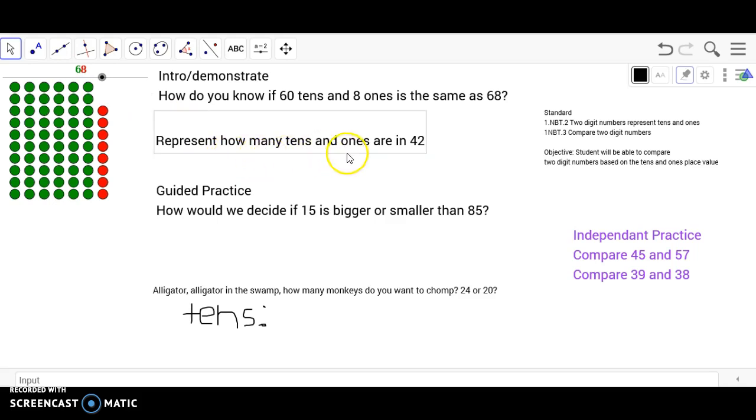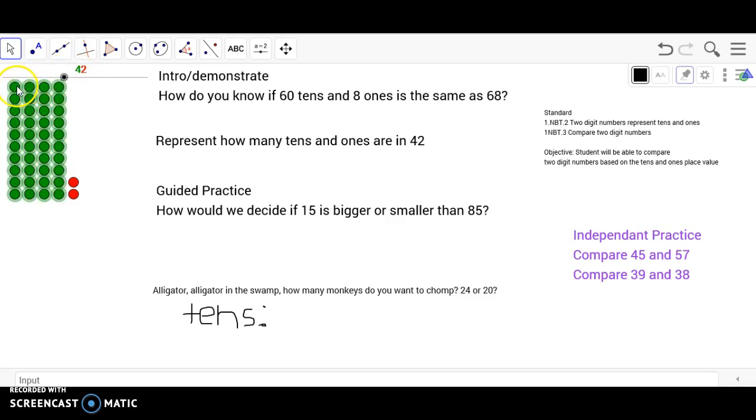Represent how many tens and ones are in 42. Think about this for a second. Let's make the number 42 on our slider. We have a 4 in the tens place. If we count our groups of 10, we have 1, 2, 3, 4. We have a 2 in the ones place, so we have 2 ones in red. So we have 4 tens and 2 ones that make up the number 42.